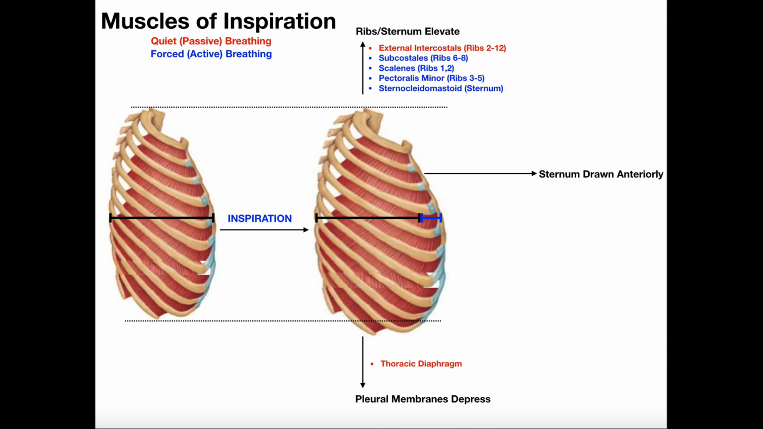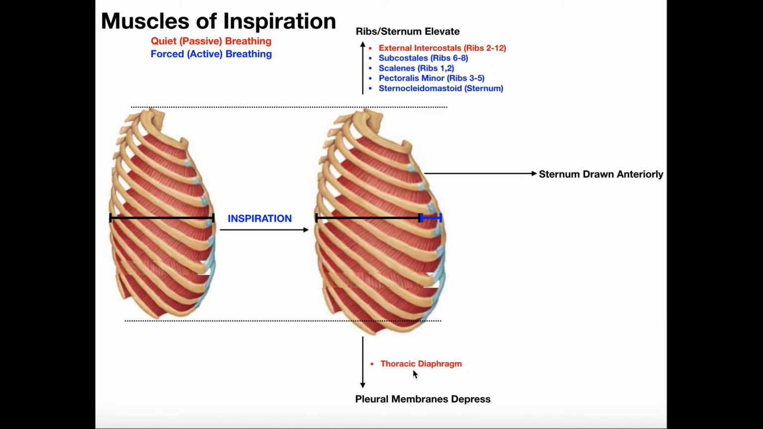Let's now look at the muscles of inspiration, and we're only going to look at what's called quiet or passive breathing in this video. Forced breathing we'll look at in the next video. For quiet breathing, this is basically just what you do when you're sitting watching TV. You're not even thinking about breathing. You're not exercising, you're not hyperventilating. You're just sitting there, probably watching this video, hopefully, quietly breathing. And when you're quietly breathing, there's only two muscles that play a role.